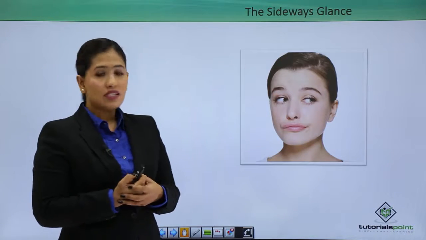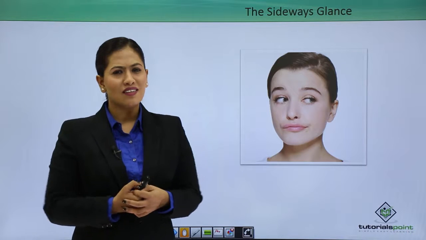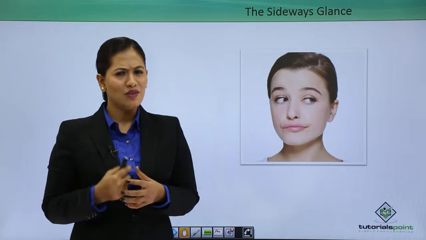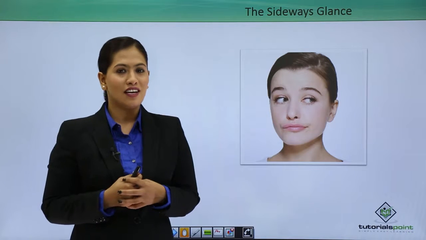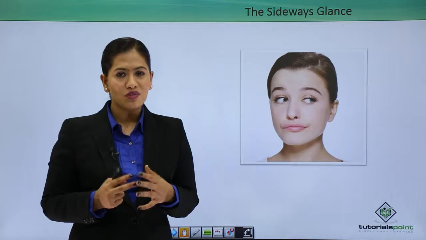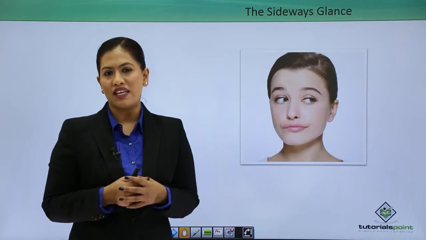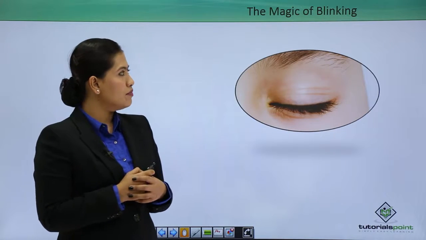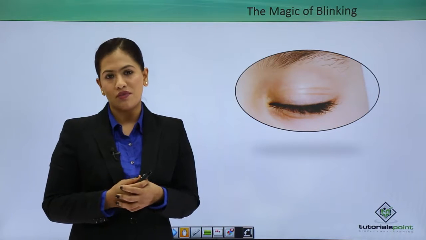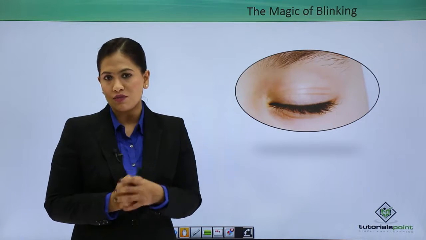So the sideways glance, now this is more like a third eye, in rough translation, where I look at information from a third eye point of view. In professional settings, it is a total no-no for the simple reason that it isn't accepted by everyone. Moving on, the magic of blinking. Like I said, every third second I blink when I'm in conversation. This is a rule book that I'm supposed to follow.